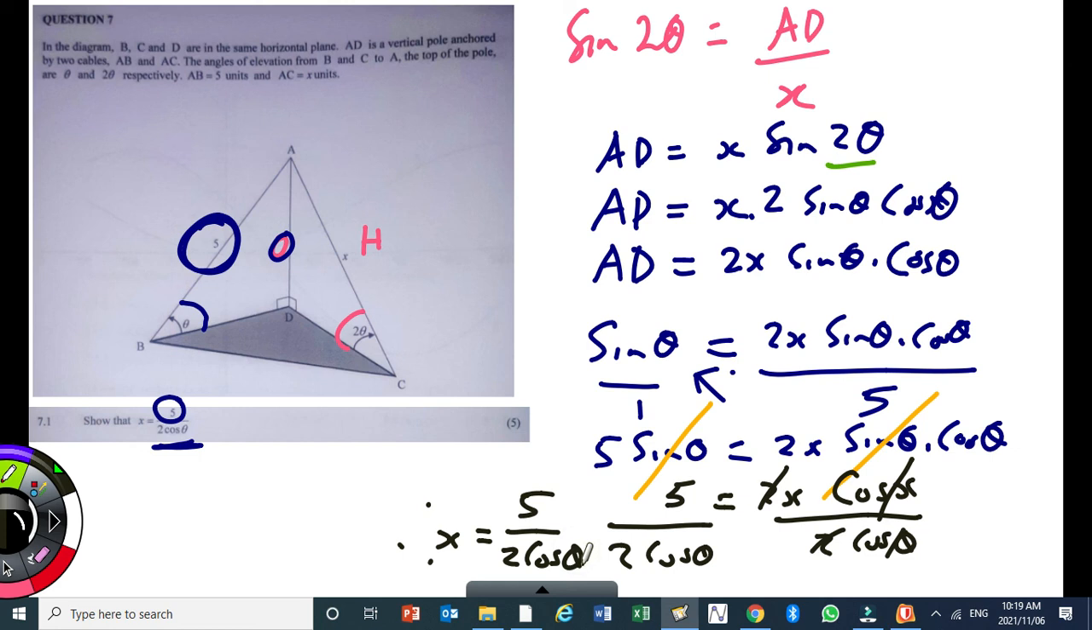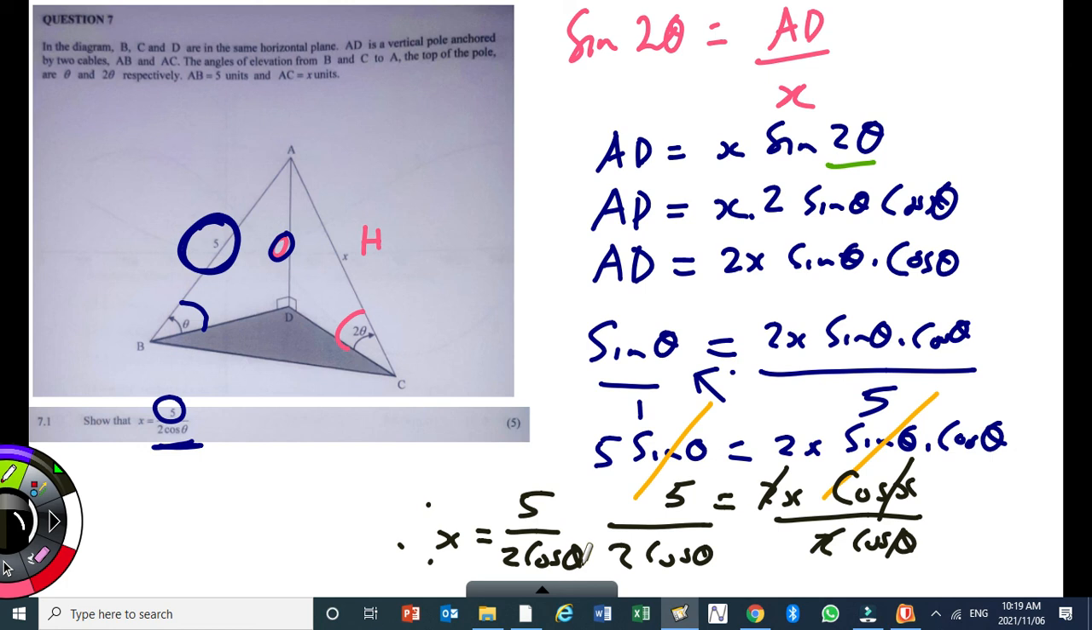It's just that some of you, you saw the diagram, then your brain shut down. Please, don't be scared by the diagram. Sometimes the question can be so easy. Don't be intimidated by the diagram. You must intimidate the diagram. Alright, let's move on to the next question.